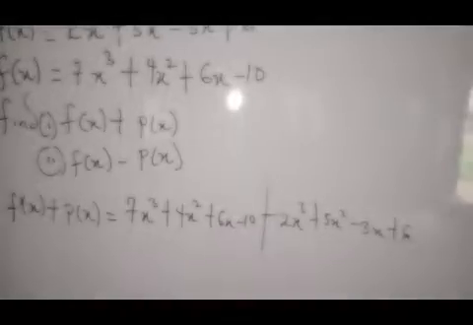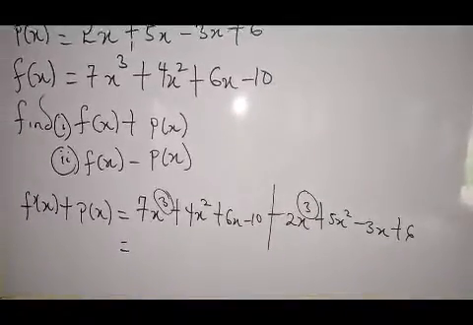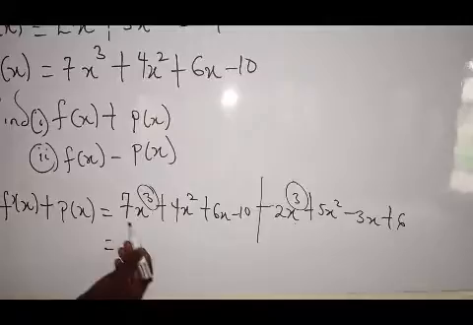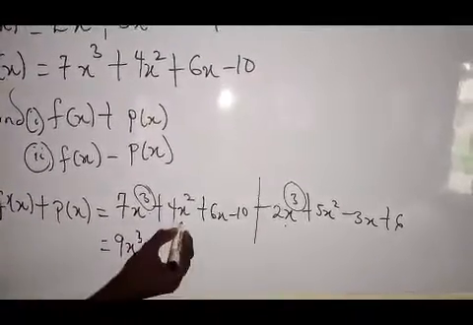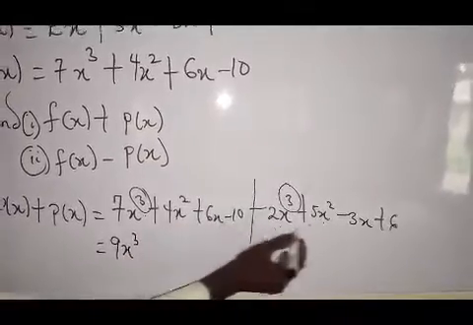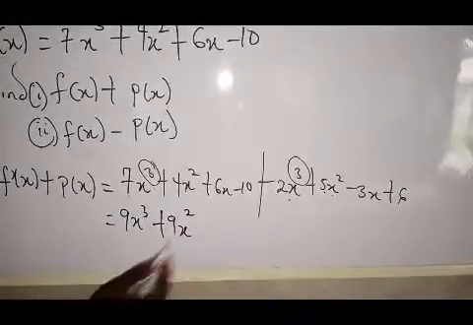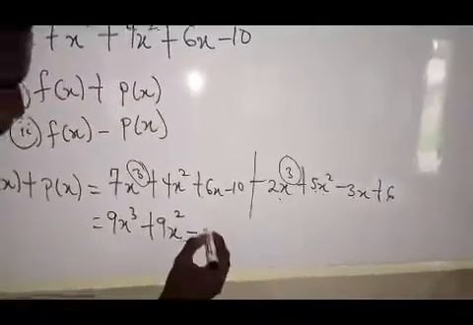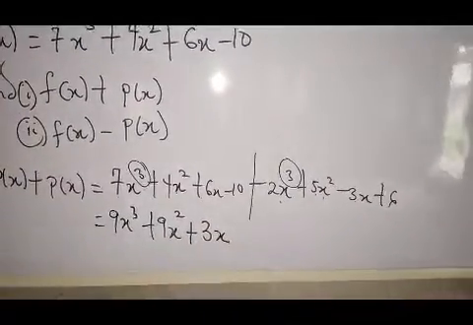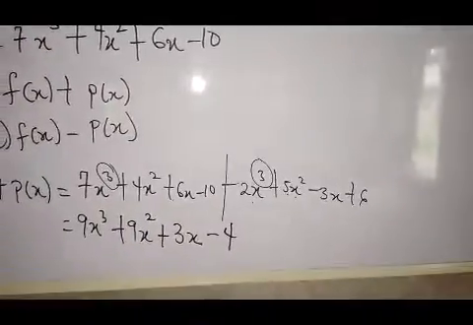So after that, the next thing you need to do is to add them. You look at the power. The ones that have the same power, you add them together. So this is power 3, this is power 3. 7 plus 2, 9x cubed. Alright, x squared, 4 plus 5, 9x squared. 6x minus 3x will give you plus 3x. Minus 10 plus 6 will give you minus 4. Alright, so that is the answer.